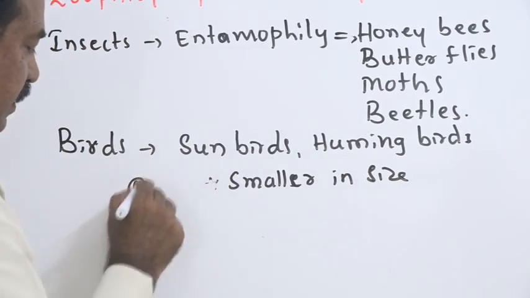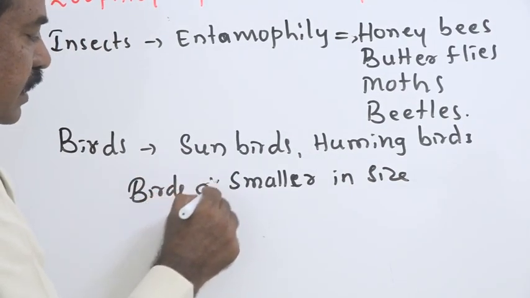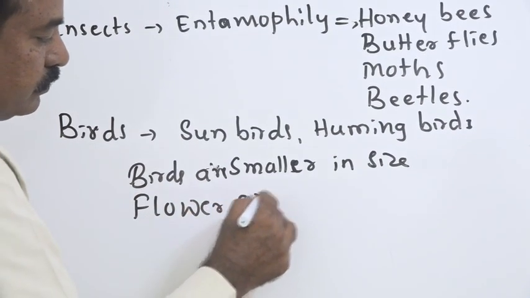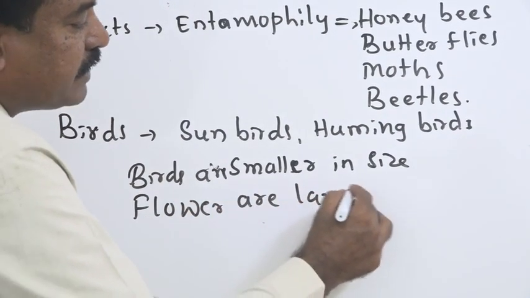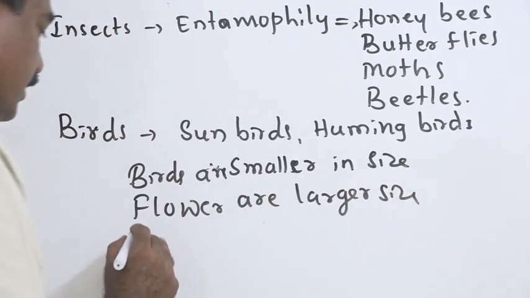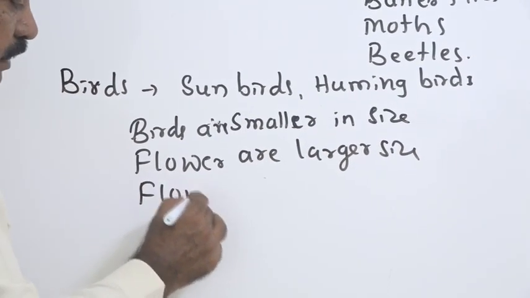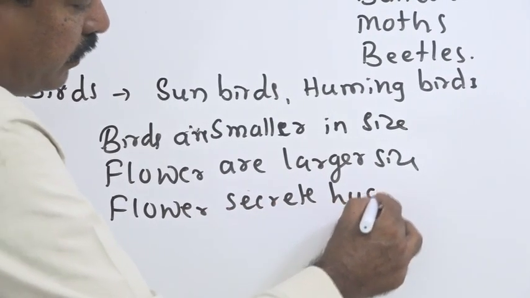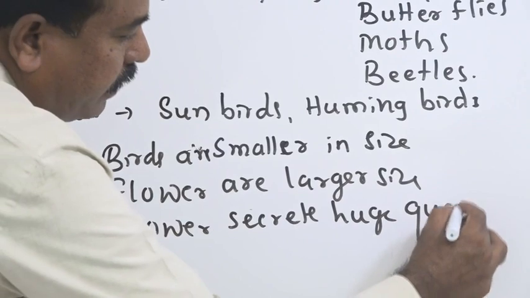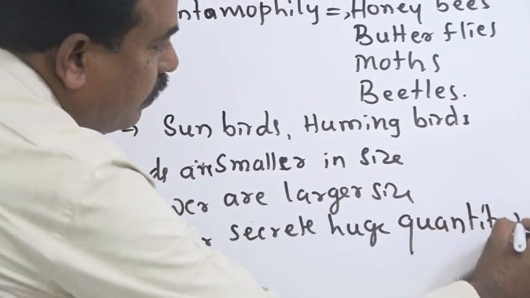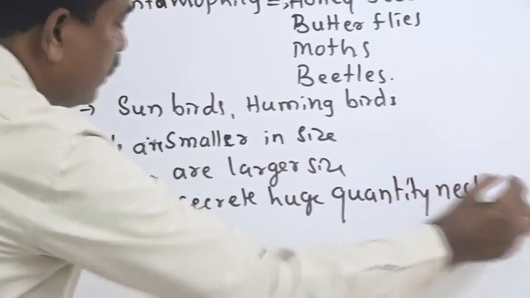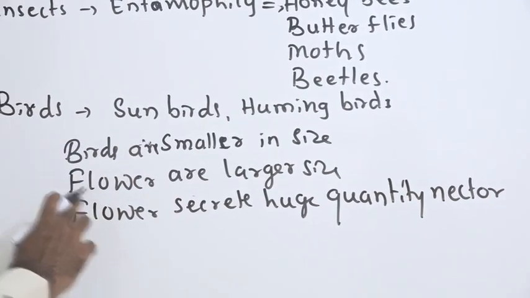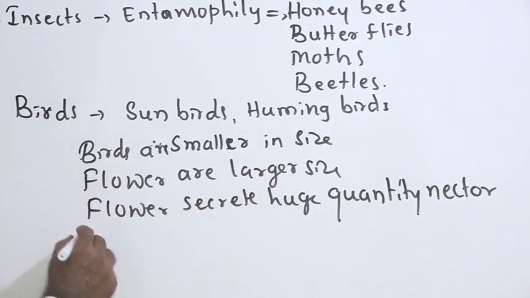Birds are smaller, but flowers are larger in size. That is one adaptation. Second, the flowers secrete a huge quantity of nectar, because here the pollinator is a bird with a huge body size, and they need more nectar.